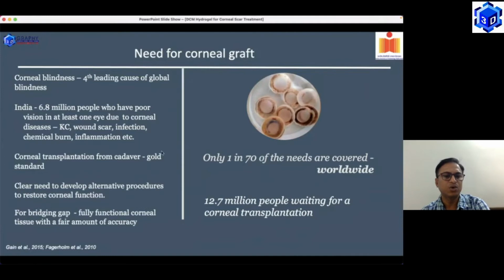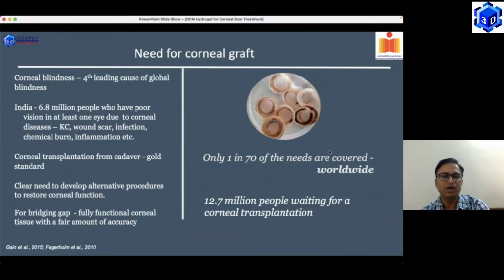And the gold standard is the transplantation of corneal graft from cadaveric cornea, because many of the patients are placed to donate cornea, so from the eye bank, that donated cornea is being used as a transplant. So that is the only surgery available, the only treatment available in many of these cases where corneal blindness occurs.